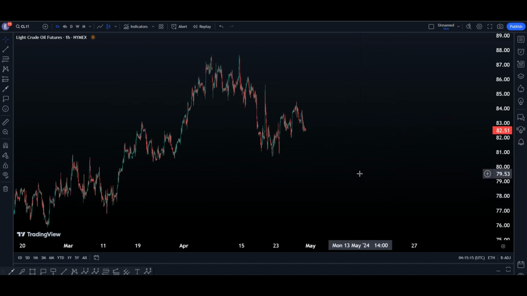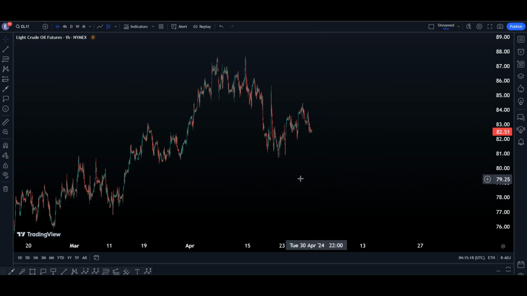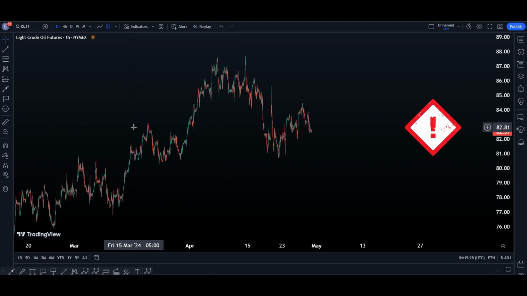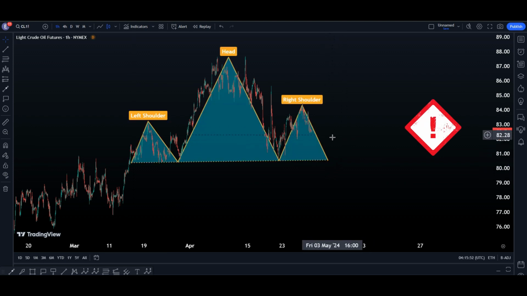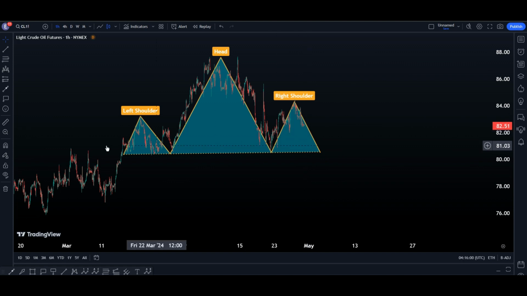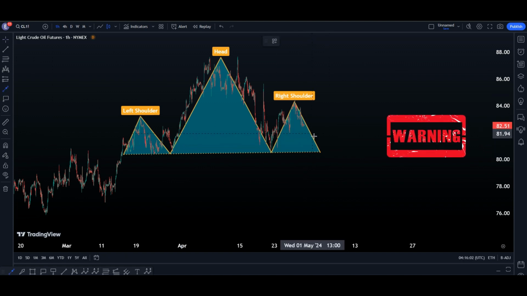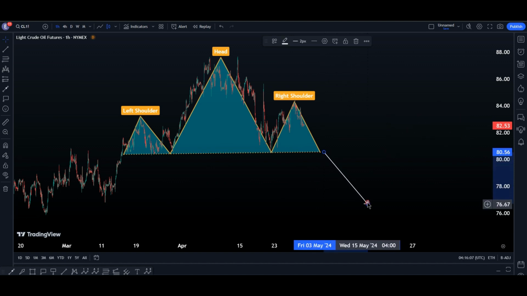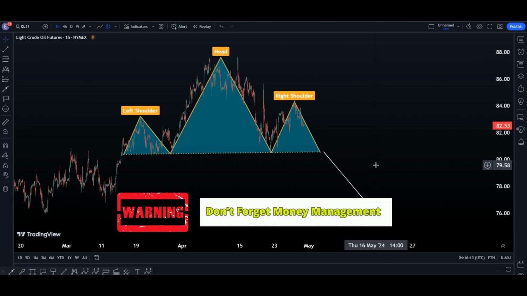If you look at this chart, you can see a not perfect, but maybe it work head and shoulder here. It's not complete yet, but maybe it work. And if this head and shoulder here work, it can sharp bearish trend. So be careful here, don't forget money management.